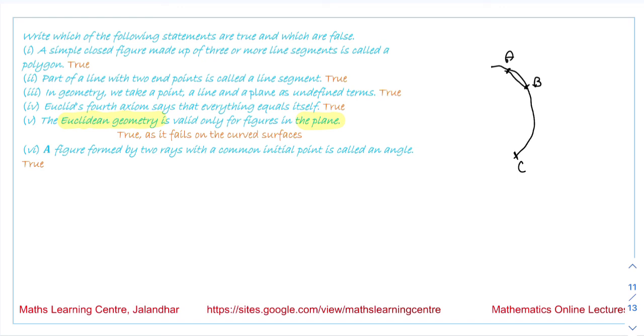Then the last is, a figure formed by two rays with a common initial point is called an angle. So this is just the definition of angle we have, and this is also true.